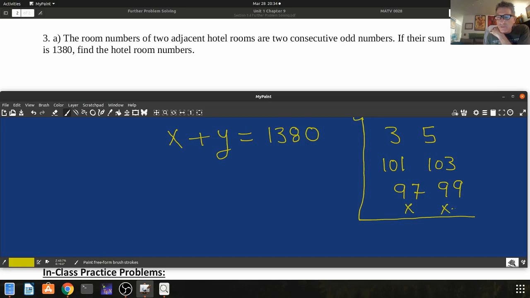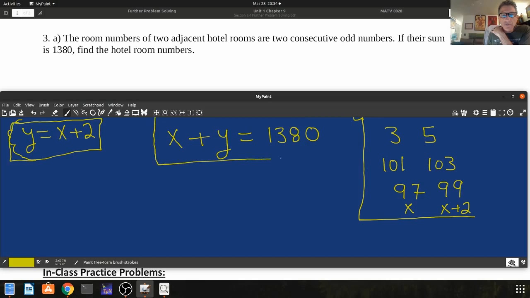then x plus 2 gives me the next consecutive odd number. So that means y is equal to my first odd number plus 2. Because if x is an odd number and I add to it 2, I get another odd number, the next odd number in the list. So now I'm going to use this fact together with my guiding equation.